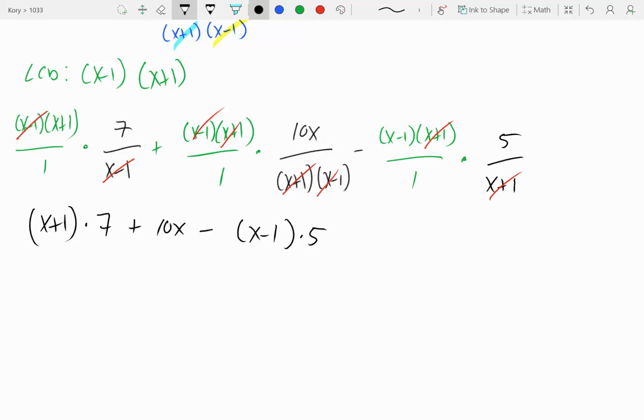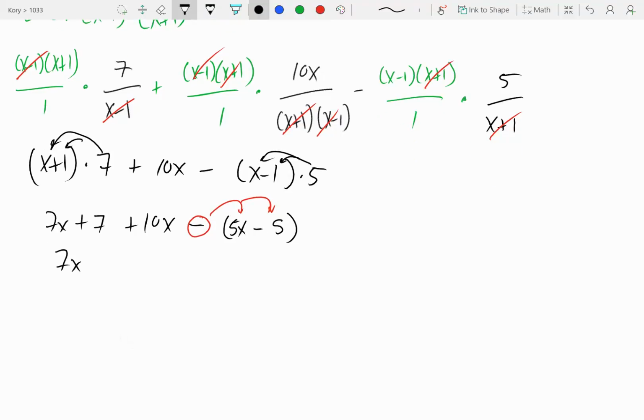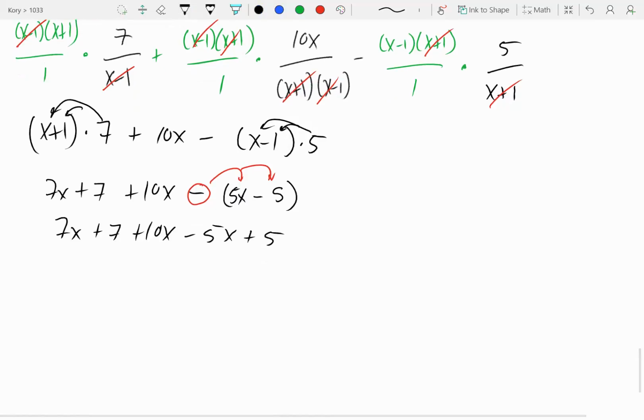We need to distribute everything. So we have 7x plus 7 plus 10x minus (5x minus 5). You notice I kept that in parentheses because of this minus right here. That means we have to change all the signs. So we have 7x plus 7 plus 10x minus 5x plus 5. Now we want to combine like terms. So we have 7x and 10x is 17x. 17x minus 5x is 12x. And then 7 plus 5 is 12, so plus 12.